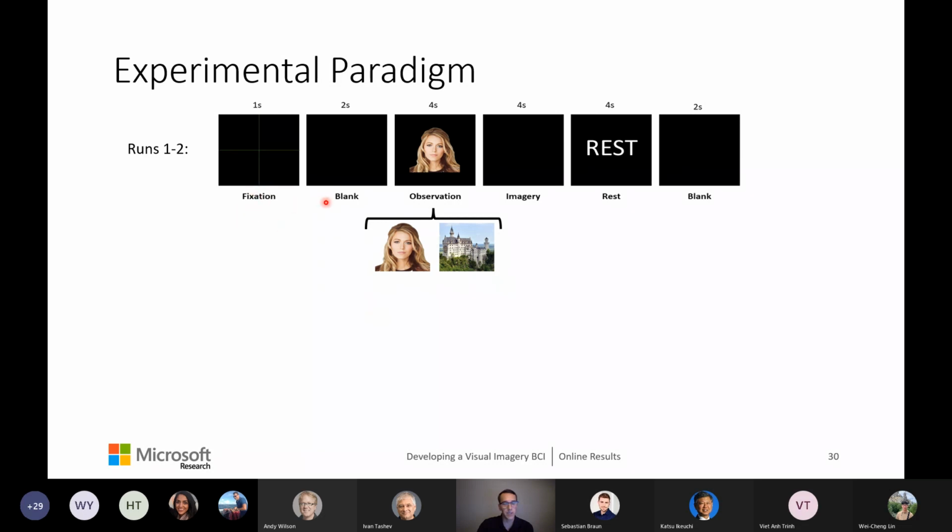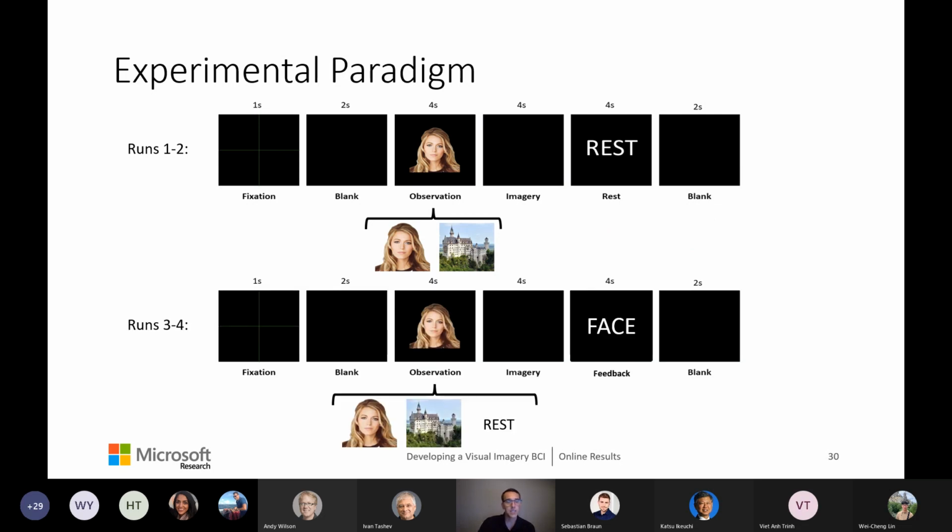We had the fixation cross, a blank screen, and an observation period for 4 seconds where they were looking at either a face or a scene image. They performed imagery for 4 seconds, a rest period for 4 seconds, and then a blank screen for 2 seconds.